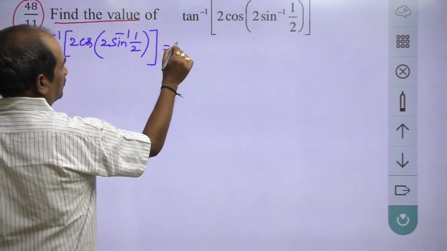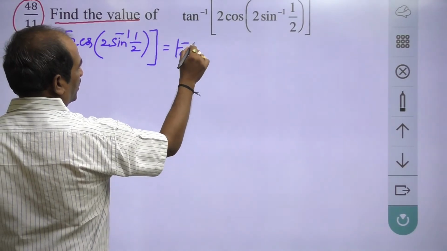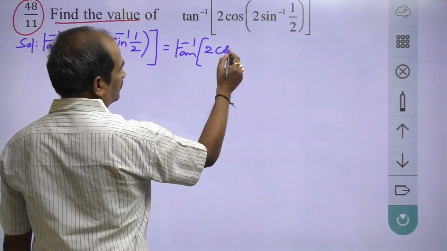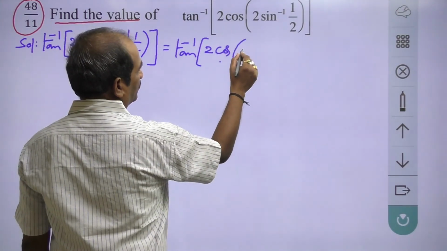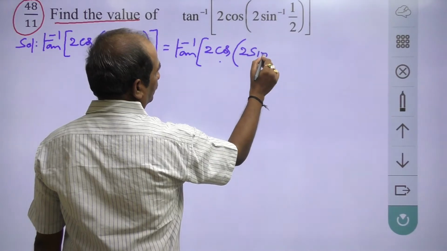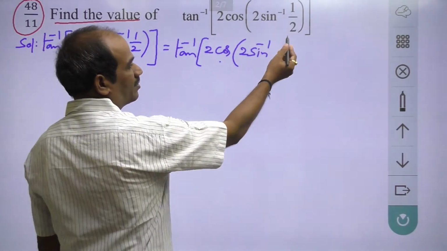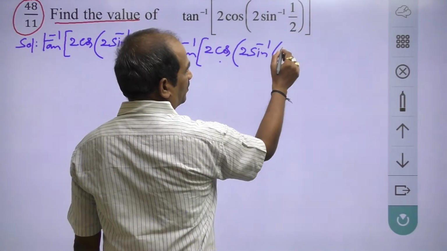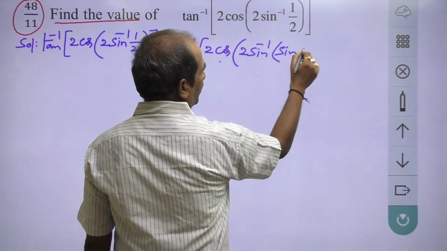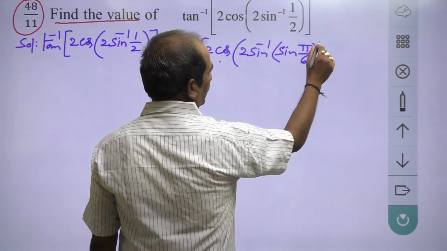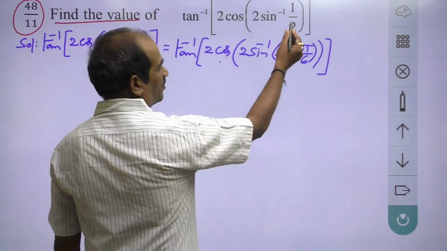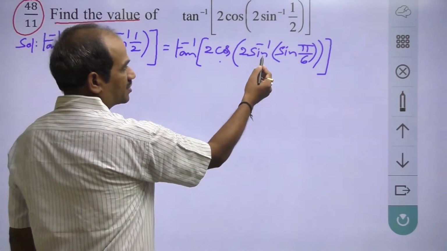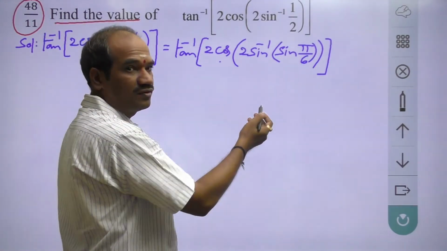So that is equal to tan inverse of 2 into cos of 2 into sin inverse of 1 by 2. Now 1 by 2 in terms of sin is sin of 30, that is sin of pi by 6. Replace 1 by 2 by sin of pi by 6. See here, sin inverse of sin theta is equal to theta.